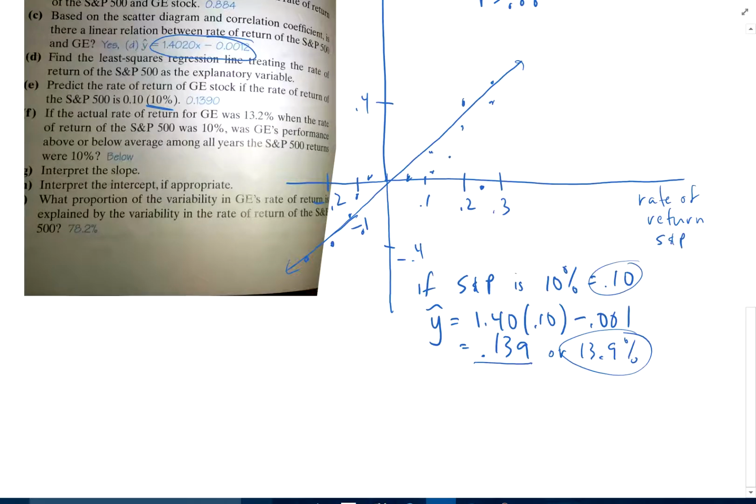If the actual return, so this is my predicted, if the actual was 13.2%, was GE's performance above or below what was predicted? Now they say, as we've talked about before, below the average on all years. Well, that's really not right, we don't know what all years was. We know what the predicted value is. So the actual was below what was predicted. Below the predicted value.